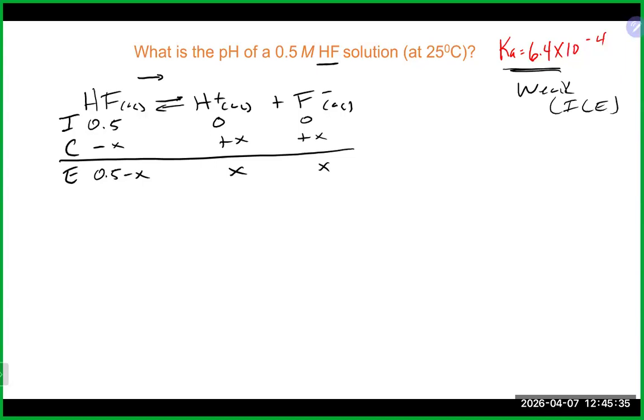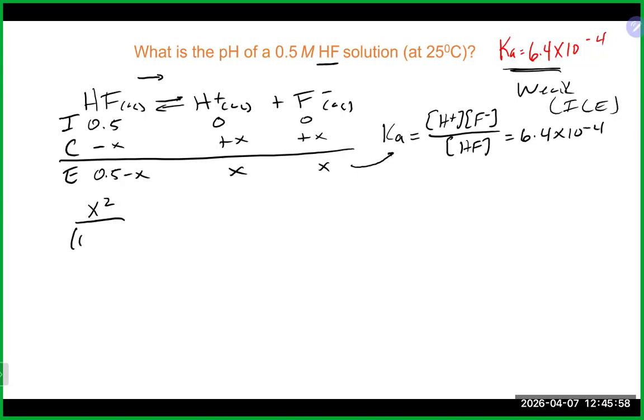We can use our Ka expression, because it's an acid, of our products over our reactants, and that's going to equal my 6.4 times 10 to the minus 4. Like a normal equilibrium problem, we're just going to put everybody into that expression, basically solve for X, right? So when we do that, that's going to give us x squared over 0.5 minus x, products over reactants, equals 6.4 times 10 to the minus 4.